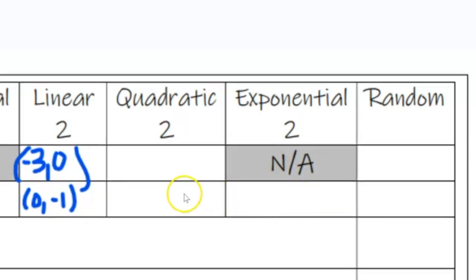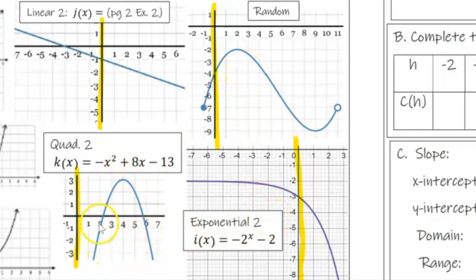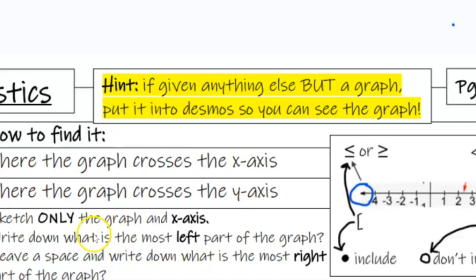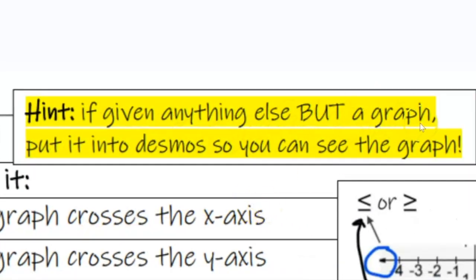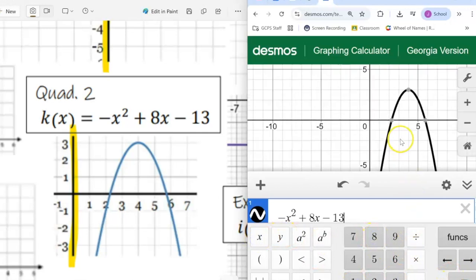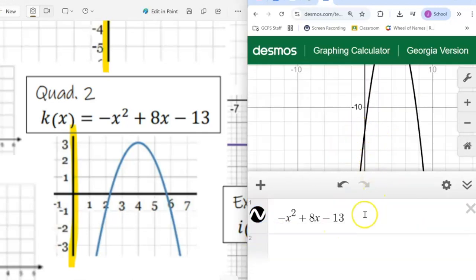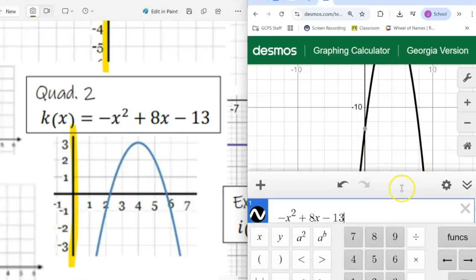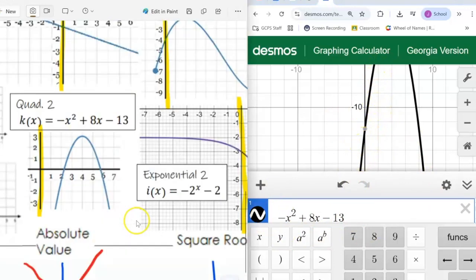So now I want you to pause the video and find the y-intercepts for the next 3. And this one's a little bit of a trick. Actually, I'm going to go ahead and give you the hint on how to find this one. If you're given anything else but a graph, or in this case, a graph that you can't see where the y-intercept is, put it into Desmos so you can see the graph. If you want to see exactly where on the y-axis it is, you can click on the dot. I'm going to hide it because I actually want you to type it in. So type it in and see where this black line crosses that y-axis, and then go ahead and write it.